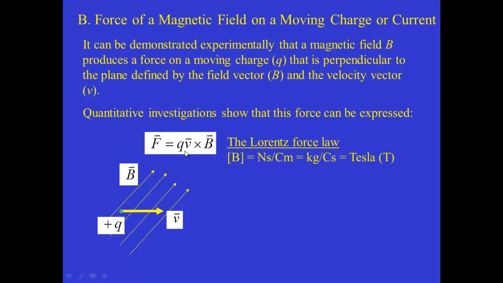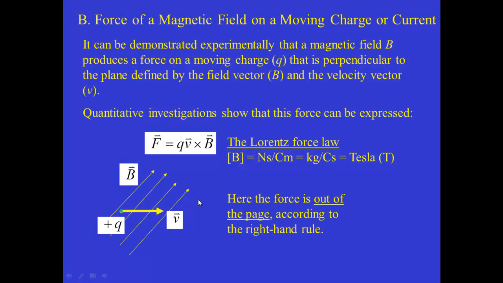The Lorentz force law is what this equation is called, and you can see that the units of B can be expressed if we were to solve this equation for B, or just look at what units it must have. It would have units of Newton seconds per coulomb meter or kilograms per coulomb second. And in the SI system, we call this unit the Tesla.